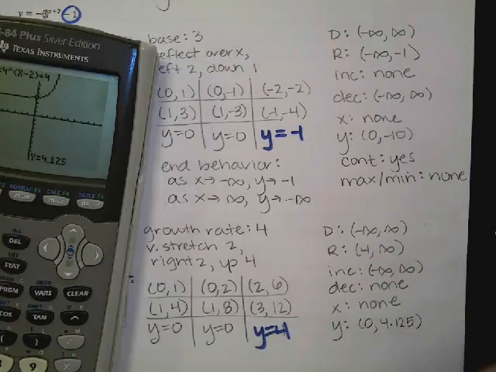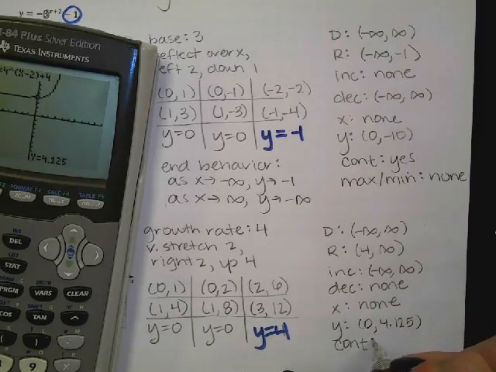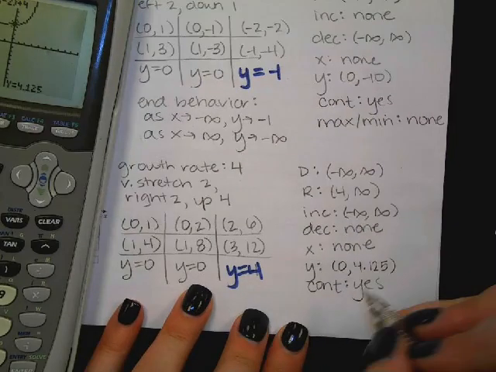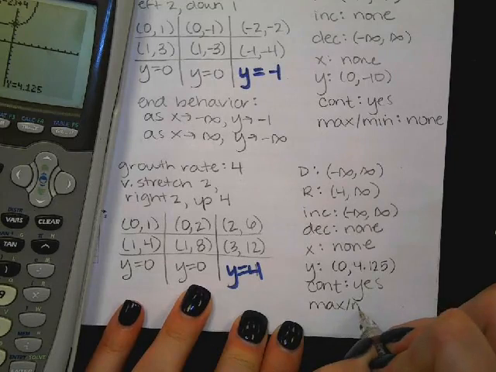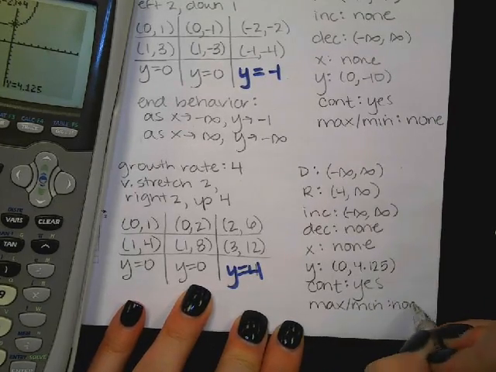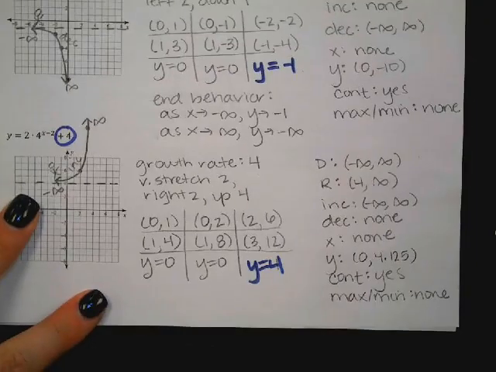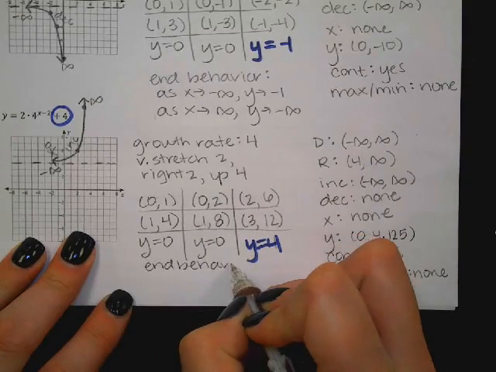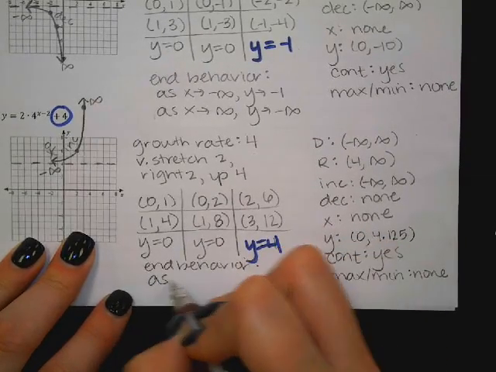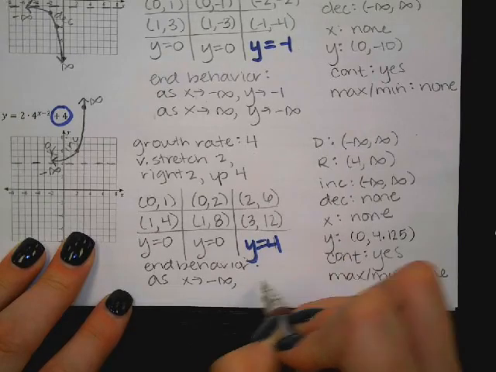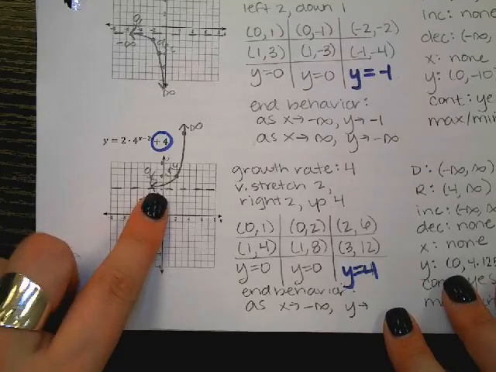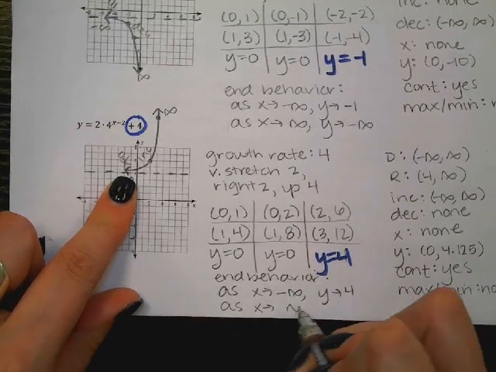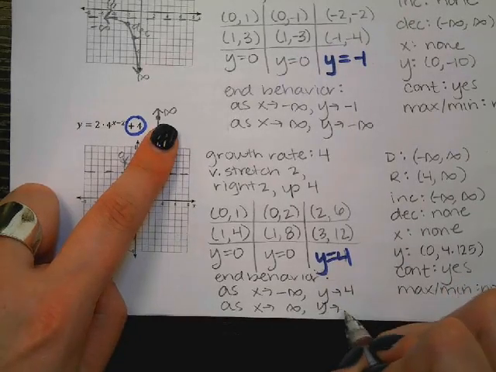Okay. Is the graph continuous? Yes. These are always going to be continuous. Is there a max or a min? Nope. And then for end behavior, as x goes left, the y value is going to positive 4. As x goes right, the arrow is going up, so y goes to positive infinity.